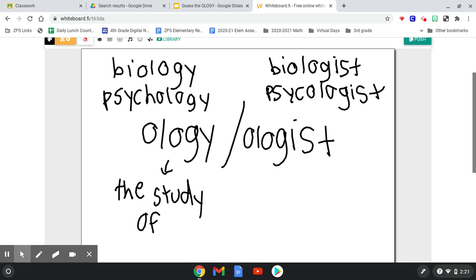For example, bio means life, so biology is the study of life. Psych is the root for brain, so this would be the study of the brain. Ologist is the person who studies.